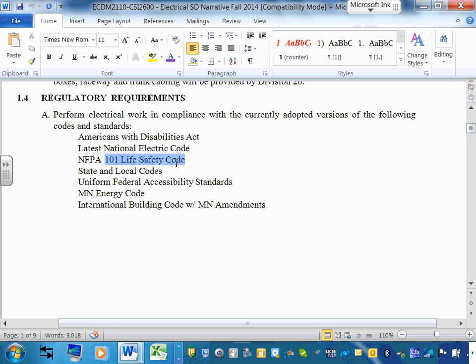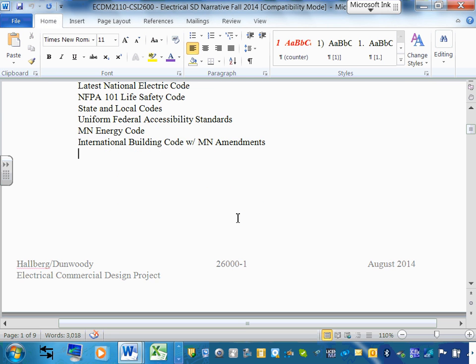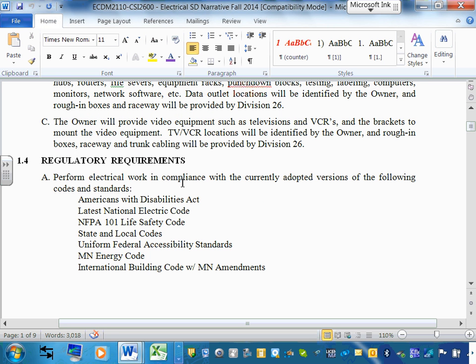Life safety. Can you just say it? Life safety? That's where your generator and lighting system comes in. State and local codes, Uniform Federal Accessibility Code, Minnesota Energy Code, International Building Code with the amendments. So these are the things that you have to take into consideration. That's where Halberg comes in. For you guys, it doesn't mean a whole lot.